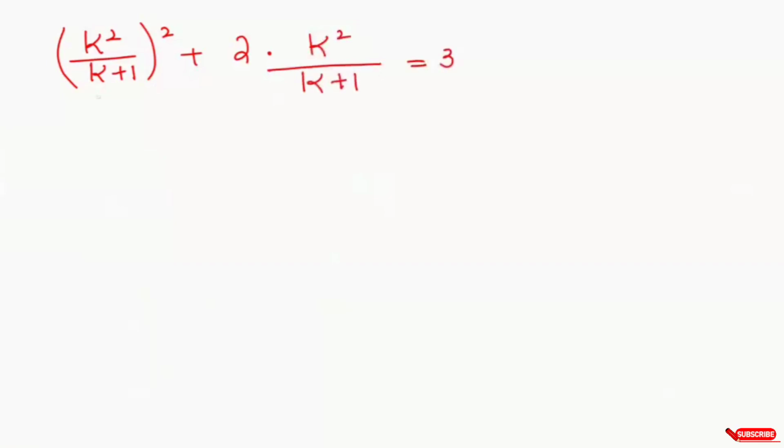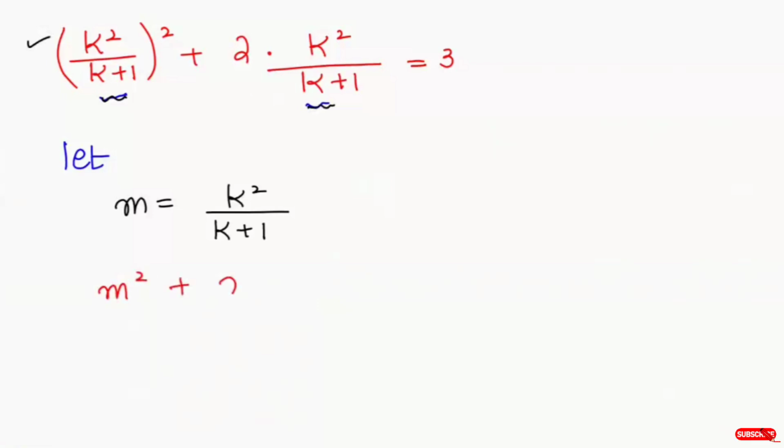Now here we have the common term, this and this. So here I am going to let m equal k square over k plus 1. So I'm going to plug in m here and m here. So this equation turns to m square plus 2m is equal to 3. This I'm going to take to the left hand side. M square plus 2m, this will turn to minus 3 is equal to 0.